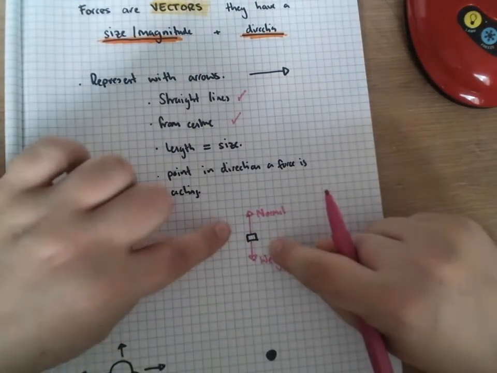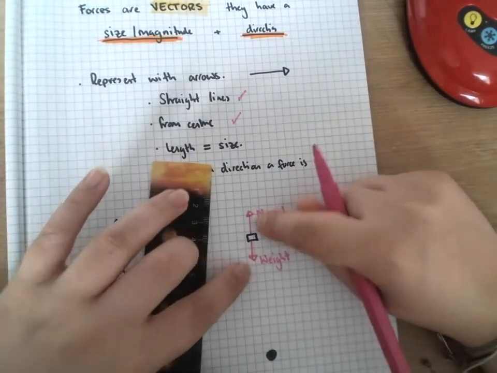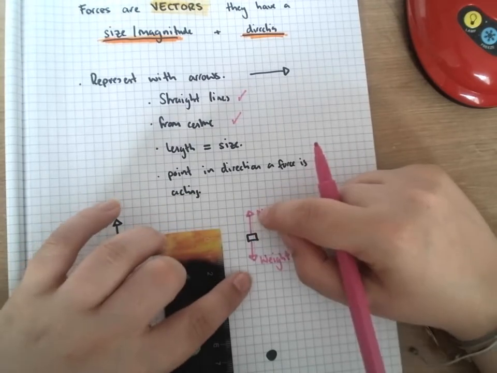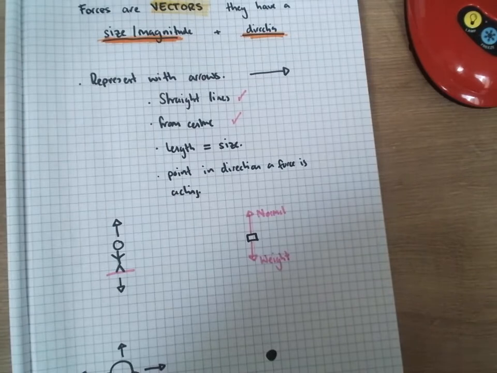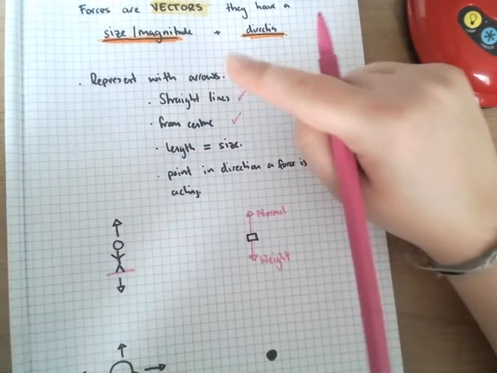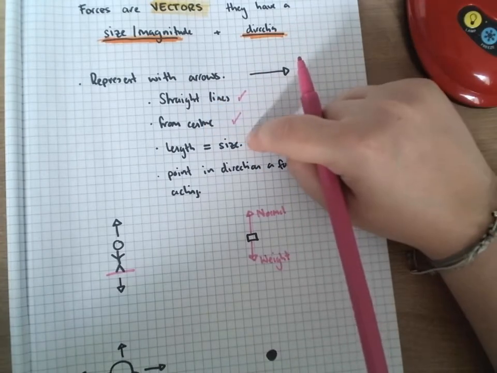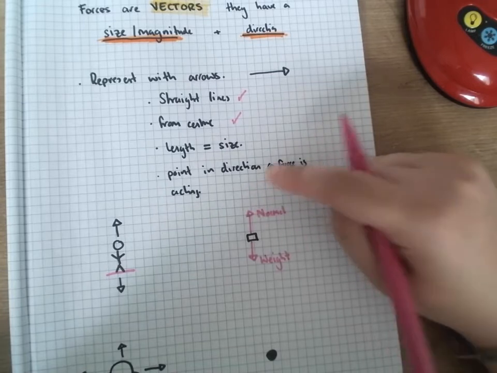So I draw them from the center of the object. I just use my nice straight lines. The normal should equal the weight in this case, so I've drawn them to look like they're the same size. And then we just draw it from the center there, so I don't need to add anything else from it. So the straight lines, I've used my ruler. I've done them from the center. They've got the same length and they're pointing in the direction. So weight's acting down, normal's acting up.